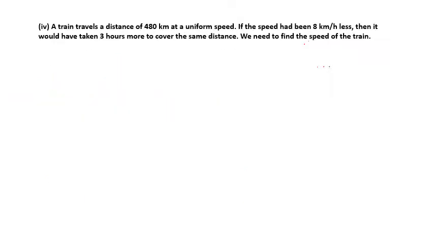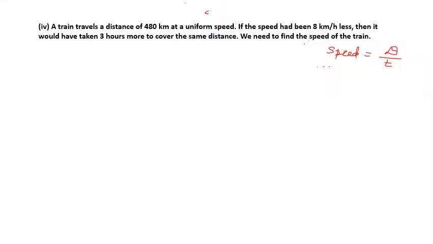Okay children, now let us look at this. A train travels a distance of 480 km at a uniform speed. Now this is speed, this is kilometer, and then there is time, 3 hours. So whenever a question comes, whether it is in quadratic or linear or anything, there is time, distance and speed. You always have to take distance. Speed is equal to distance by time. So we'll write it over here.